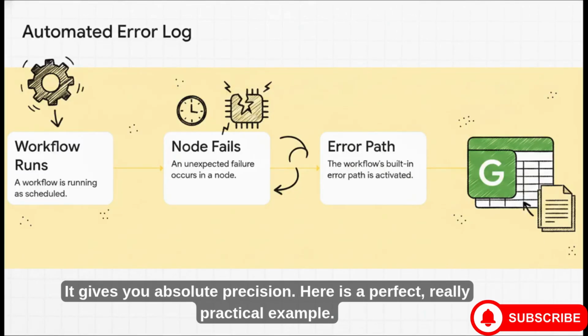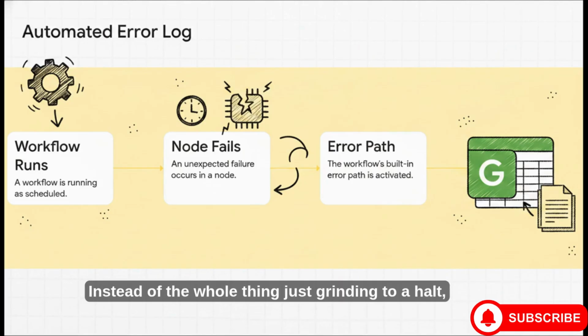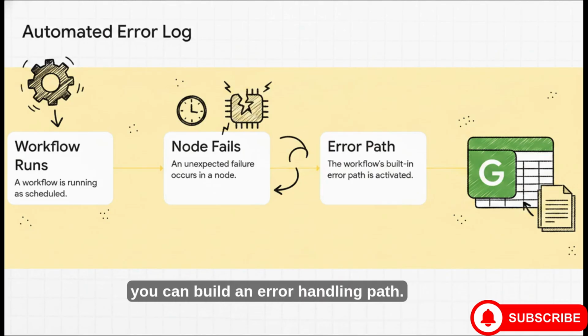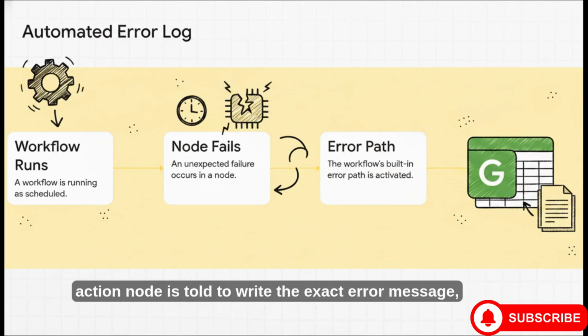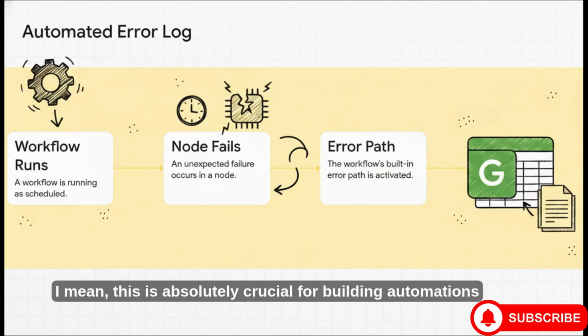Here is a perfect, really practical example. Imagine you have a complex workflow, and suddenly it fails. Instead of the whole thing just grinding to a halt, you can build an error handling path. When that failure happens, a Google Sheets action node is told to write the exact error message, the data that caused the problem, and a timestamp right into a log file. I mean, this is absolutely crucial for building automations you can actually rely on.